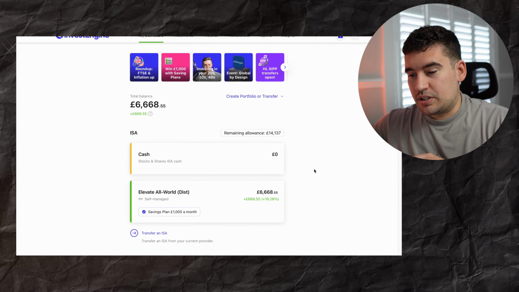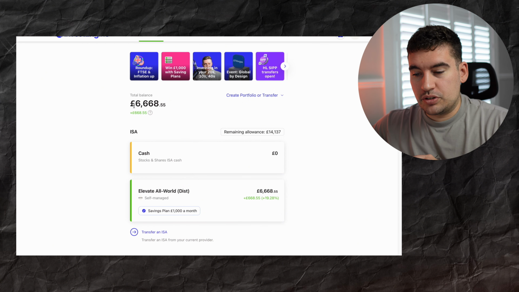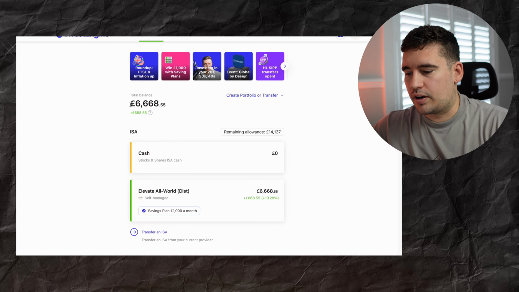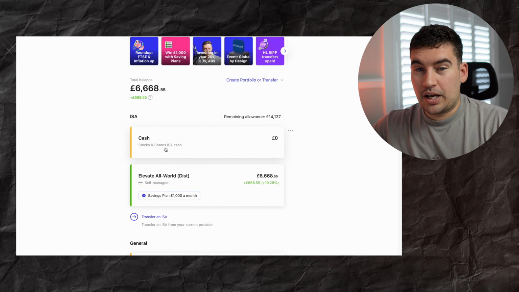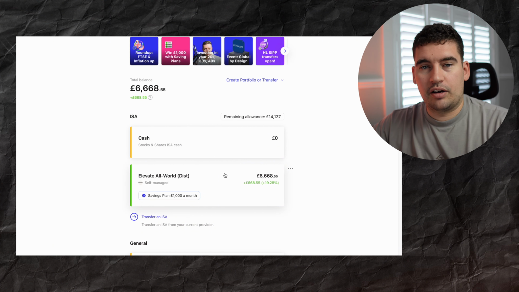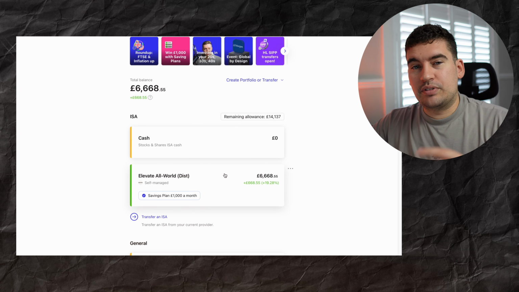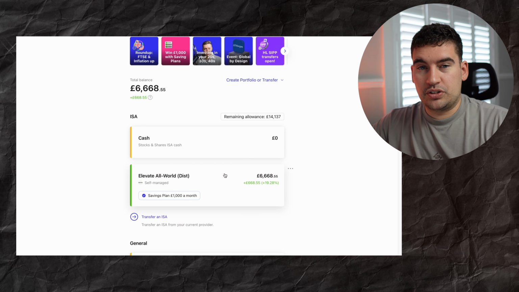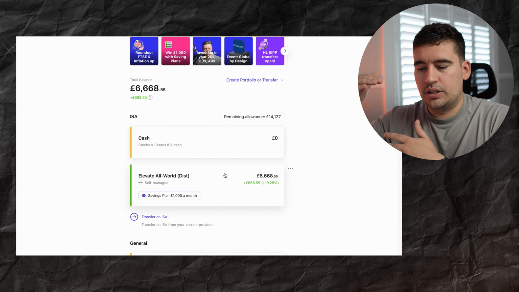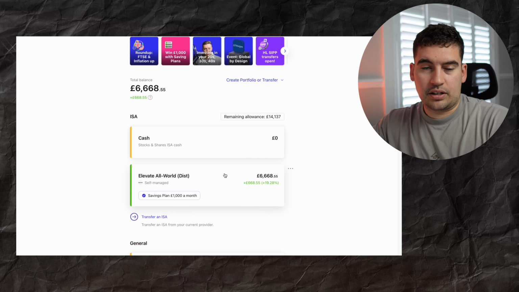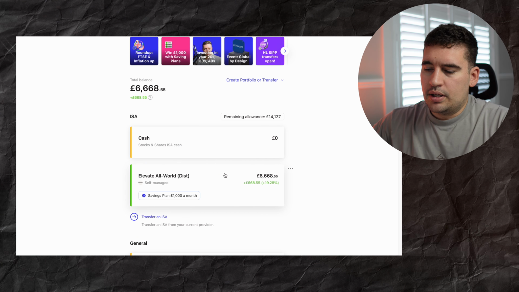But jumping into this now, you can see the total balance currently stands at £6,668.55. You can see that I have no cash within this account. Everything is within this globally diversified fund that I've built, and I've named that the Elevate All World Fund. I'll also leave the link in the description if you wanted to copy or mirror this. It'll send you a link to exactly the splits and the ETFs that I've selected here, so you can copy or mirror this exact portfolio should you wish.